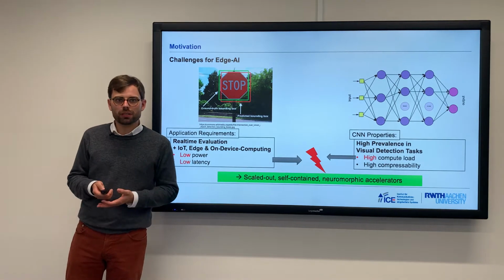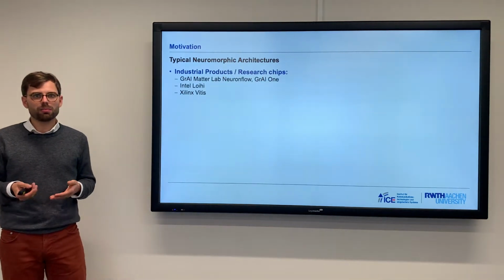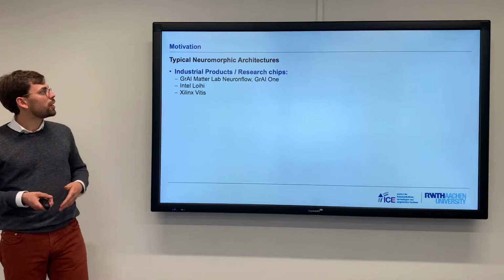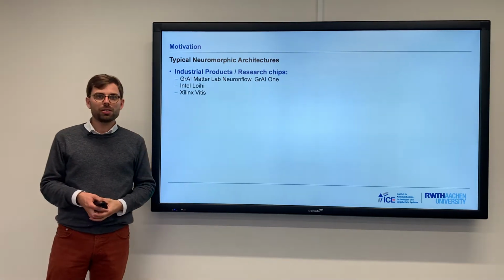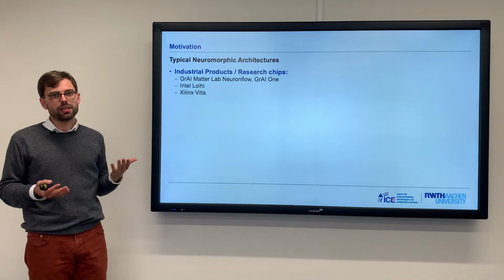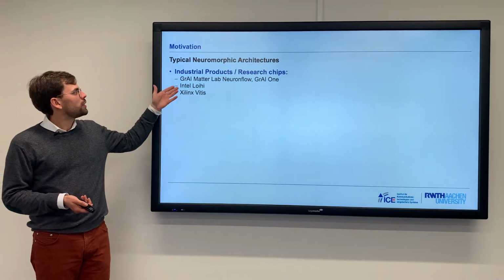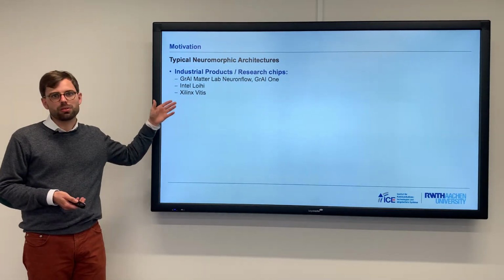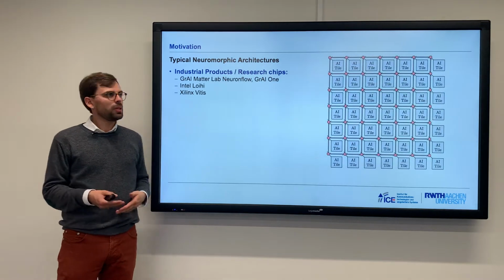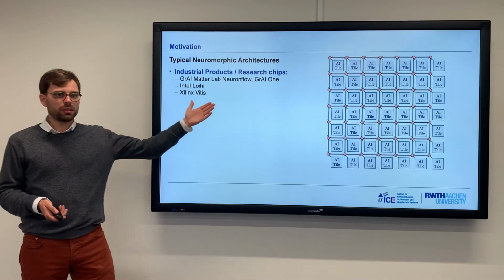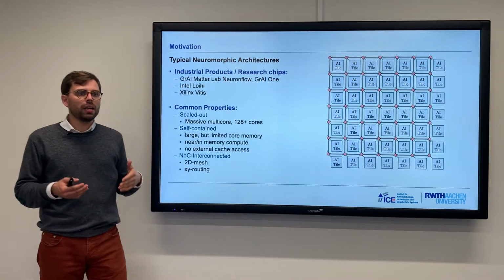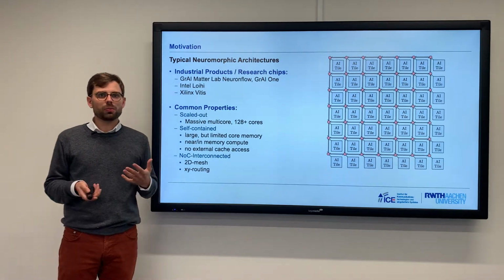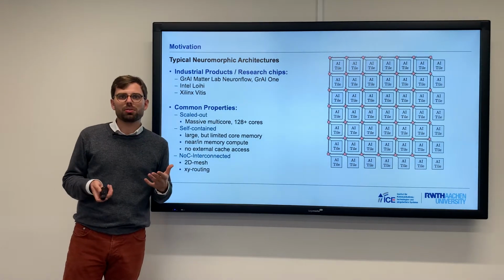So what are these kinds of accelerators? Let's first take a look at the products available on the market today. This was in collaboration with Grey Matter Labs. They proposed an edge AI accelerator, but we find similar design concepts also from Intel or from Xilinx. In general, scaled out means what you can see here on this slide as well. It is a massive multi-core system with something like 128 plus cores.